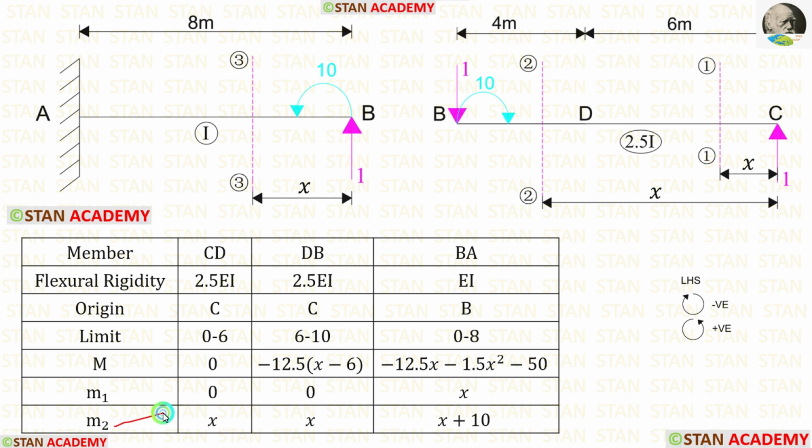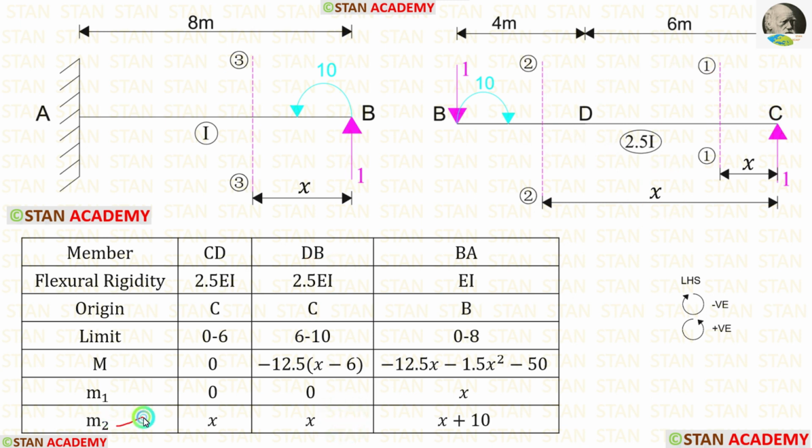Now let us find M2 in CD. Up to the section, we have only one load, that is the unit load. This is acting in the anti-clockwise direction, so it will be positive and the distance is x. 1 into x, we will get x. Now let us find M2 in DB. Here also, up to the section, we have only the unit load. This unit load is acting in the anti-clockwise direction, so it is positive and the distance is x. 1 into x, we will get x.